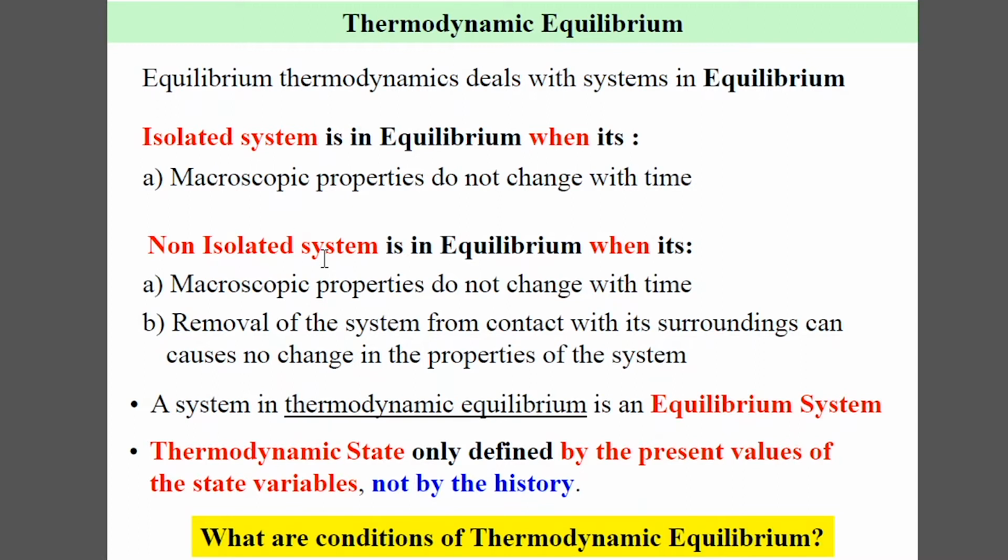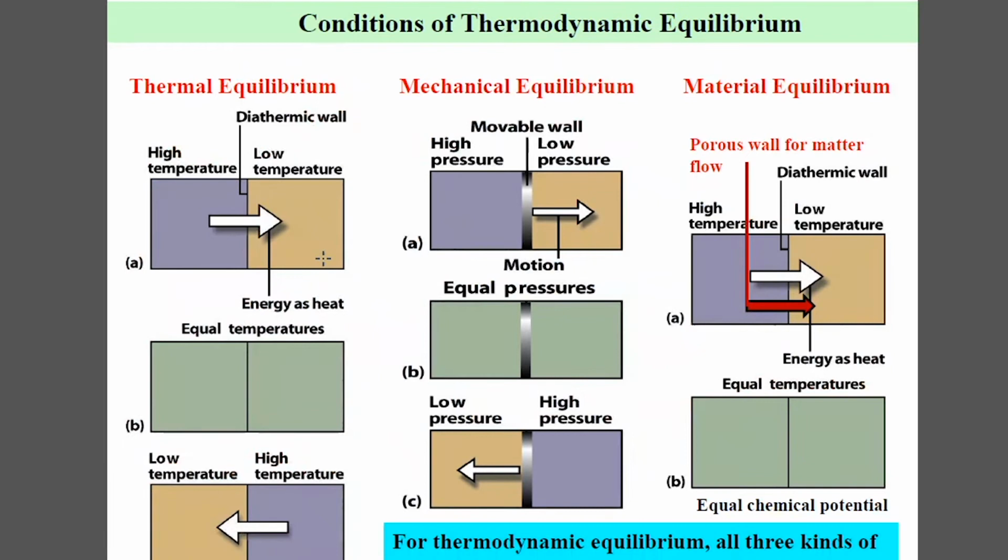Now, whether the thermodynamic state is going to reach equilibrium or not is decided by the present values of the state variables and not on the history. So what are the conditions of equilibrium, and what should be satisfied to reach it? For that, let us look at this. You can have a thermal equilibrium, a mechanical equilibrium, and a material equilibrium. Material equilibrium comes in only when you have an open system, right?